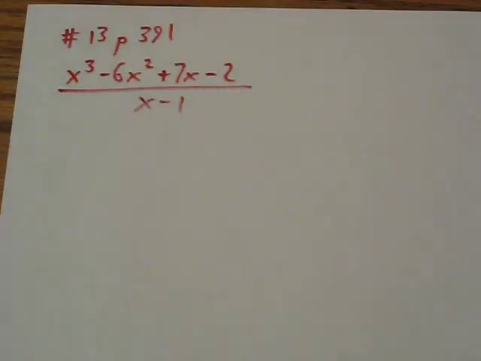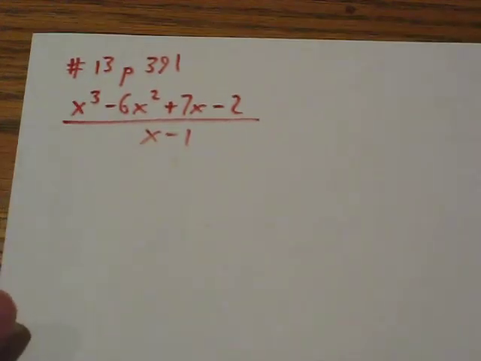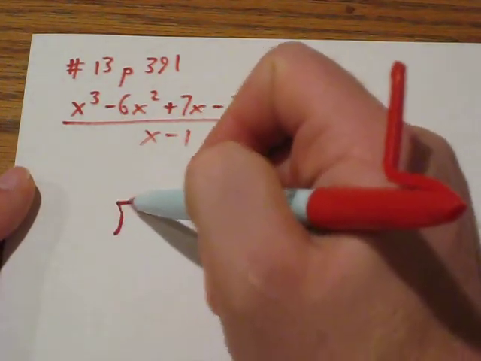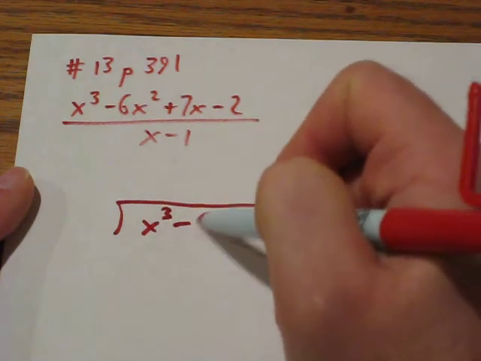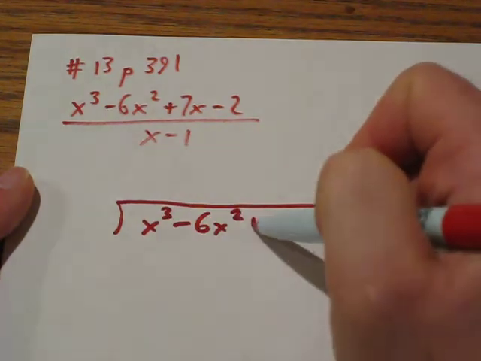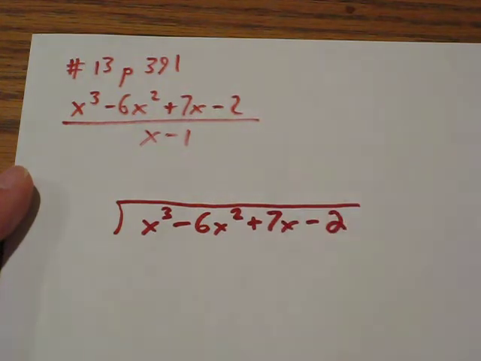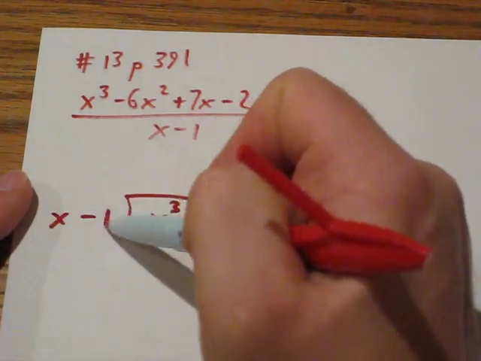This is the polynomial with 4 terms, x cubed minus 6x squared plus 7x minus 2, all over x minus 1. Okay, so here's what we're going to do. I'm going to make a long division bar. We don't have to skip any spaces since all of these powers are descending by 1. We have a cube, a square, an x, and then no variable, or x to the 0 power. And then we have x minus 1.